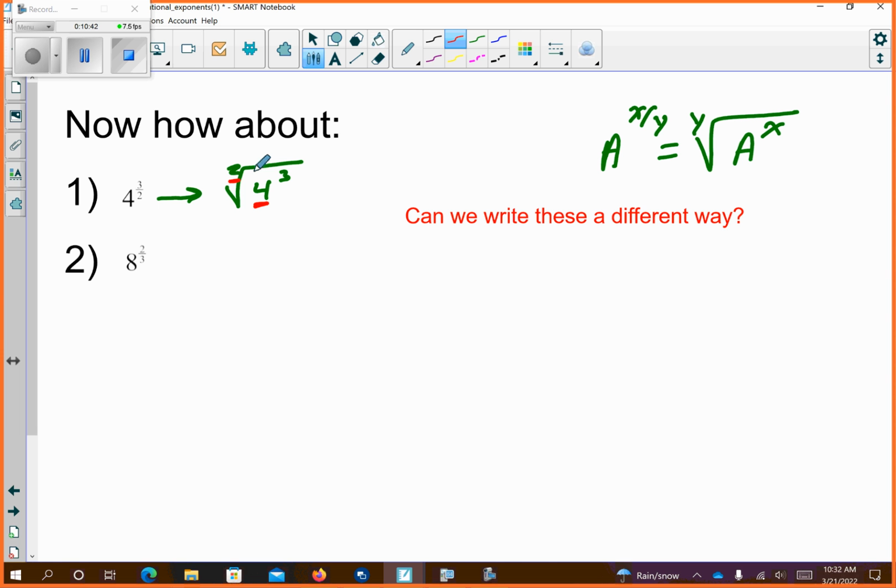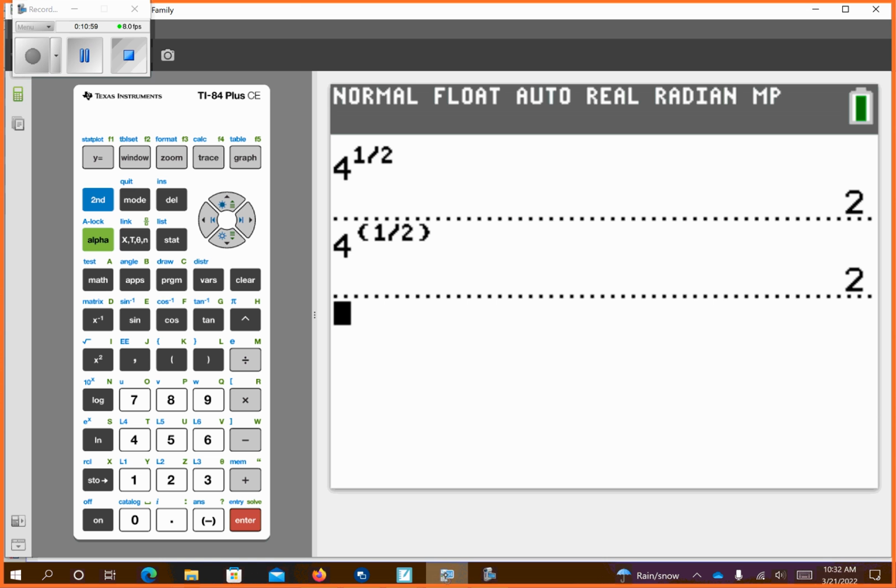So friends, what is the square root of 4? 2. So then I'm going to go 2 raised to the 3rd power. Well, what is 2 times 2 times 2? 8. Okay? Now, if you had your calculator, you could do this pretty easily.